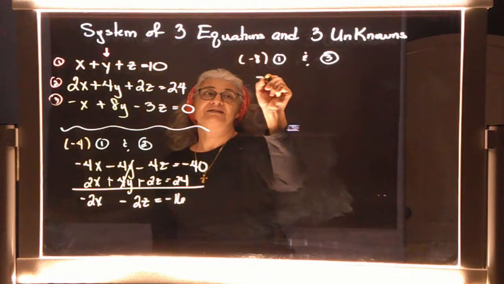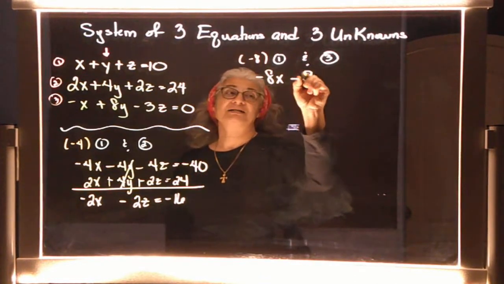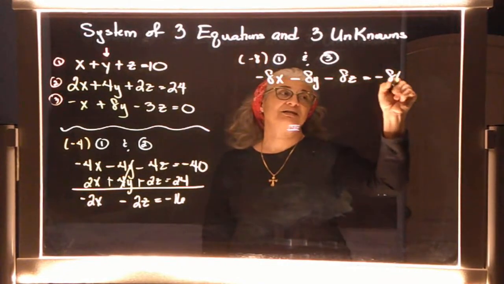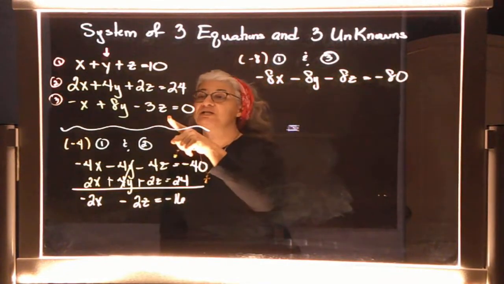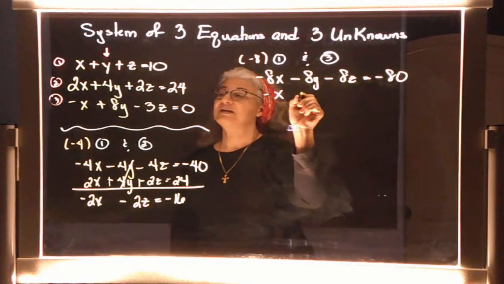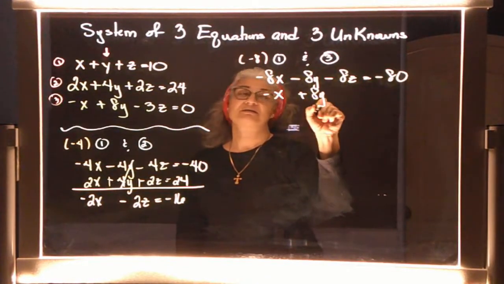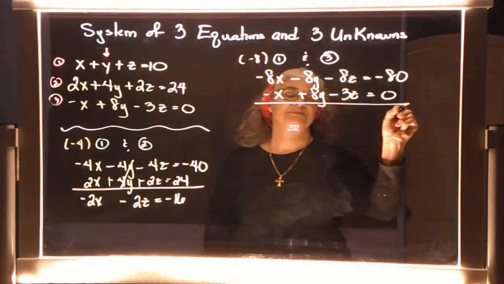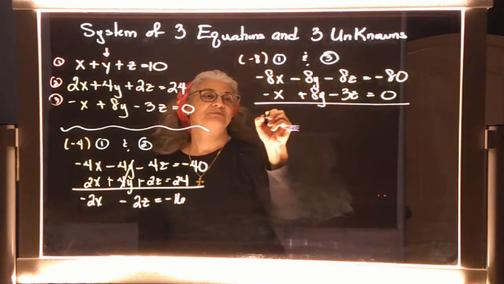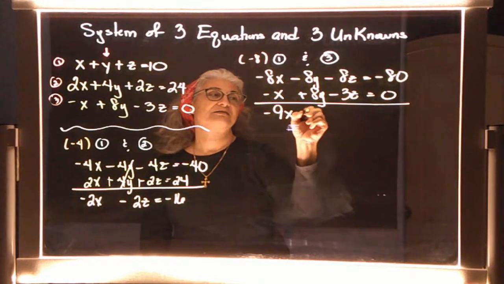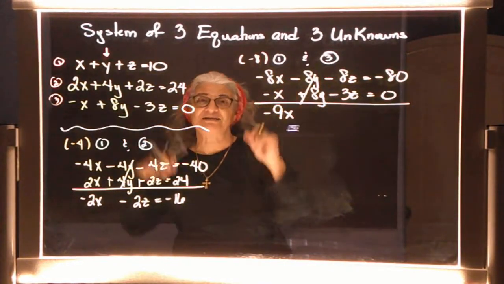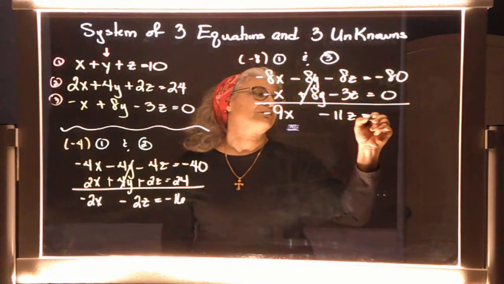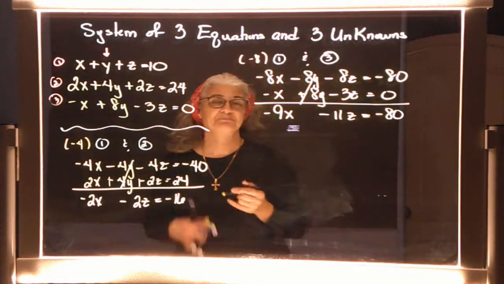So that's a -8x minus 8y minus 8z equals -80. And equation 3 is a -x plus 8y minus 3z equals 0. And then I add. So -9x, the y's drop out, yay, that's what we wanted, minus 11z equals a -80.